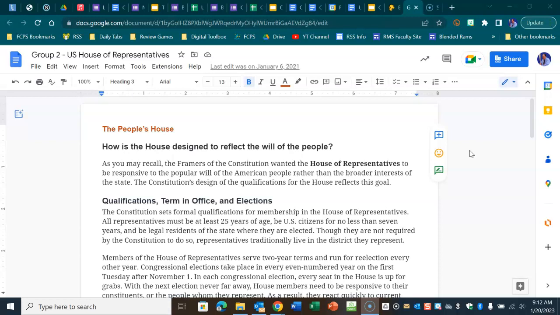As you may recall, the framers of the Constitution wanted the House of Representatives to be responsive to the popular will of the American people rather than the broader interests of the state. The Constitution's design of the qualifications for the House reflects this goal.